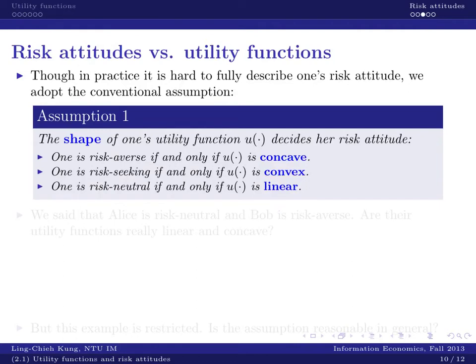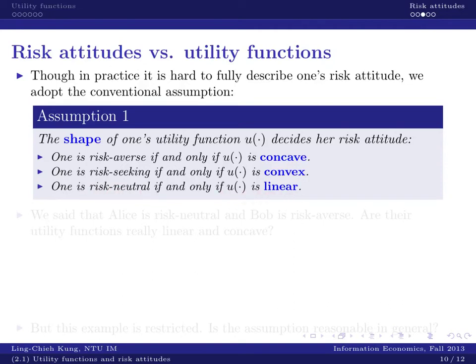Okay. So in general, it's very hard to describe one's risk attitude. But in economics, typically we adopt this conventional assumption: the shape of one's utility function describes how he or she is going to face risks. So the conclusion is here. I'm going to say that one is risk averse if and only if his utility U is concave, or he is risk seeking if and only if his utility is convex, and one is risk neutral if and only if U is linear.